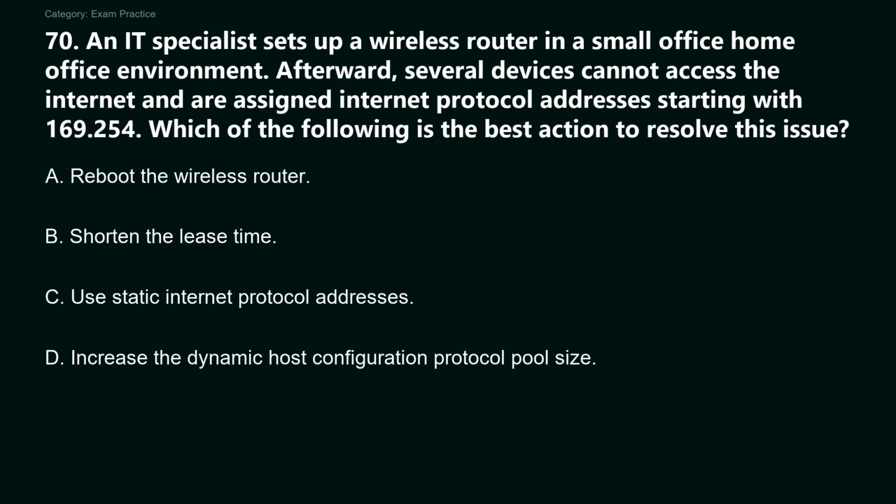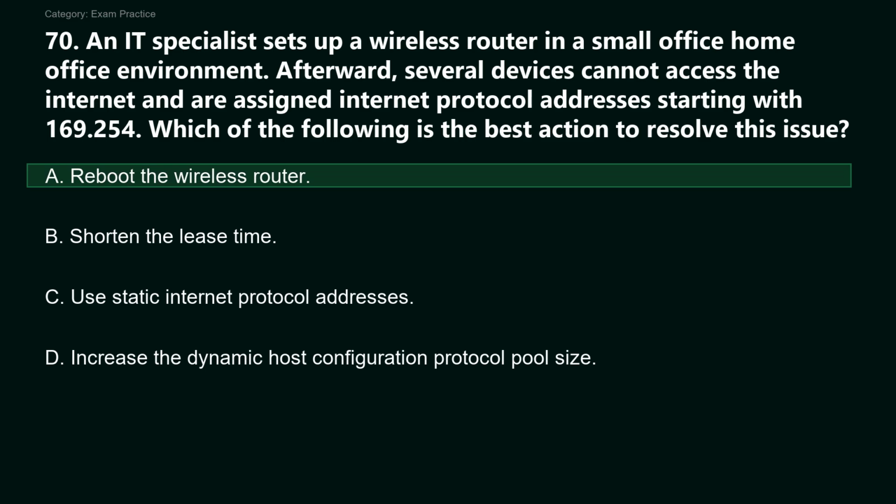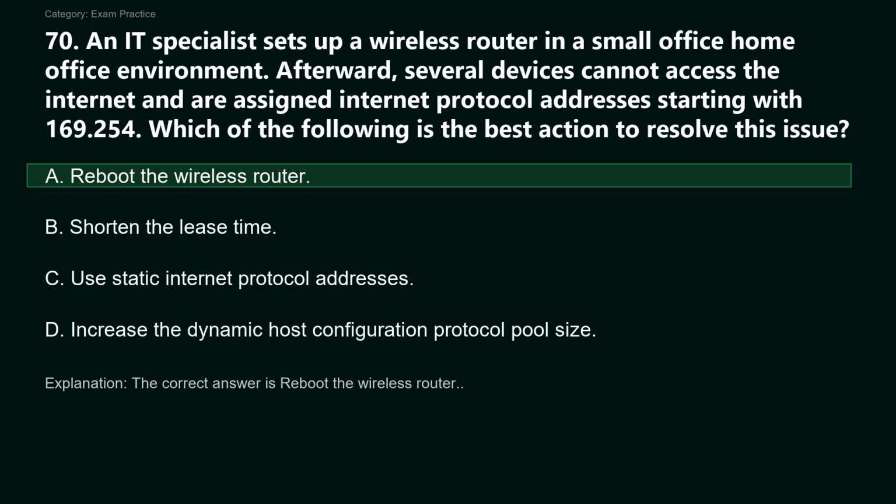Question 70. An IT specialist sets up a wireless router in a small home office environment. Afterward, several devices cannot access the internet and are assigned Internet Protocol addresses starting with 169.254. Which of the following is the best action to resolve this issue? Option A, reboot the wireless router. Option B, shorten the lease time. Option C, use static Internet Protocol addresses. Option D, increase the dynamic host configuration protocol pool size. The correct answer is option A, reboot the wireless router.